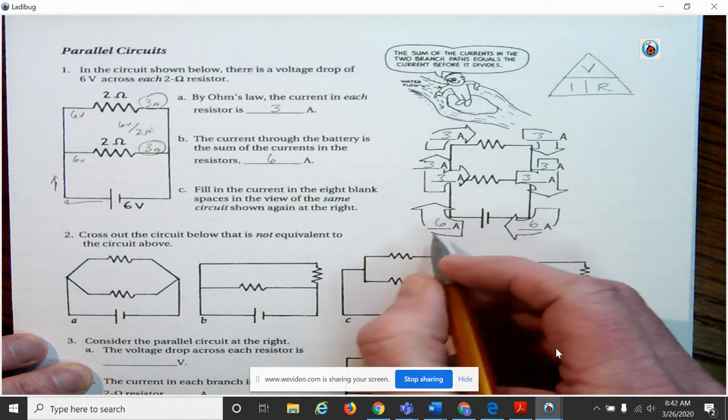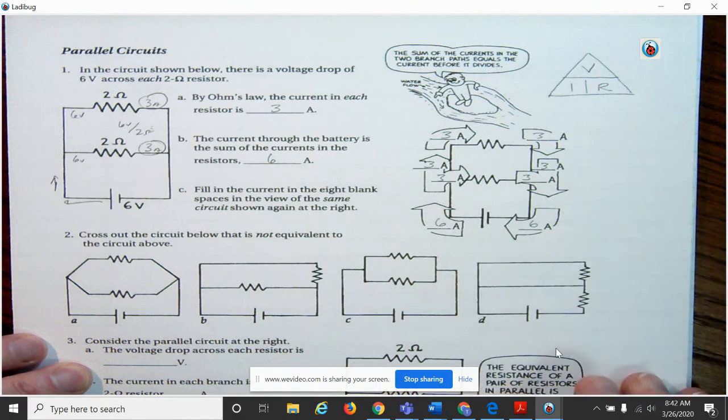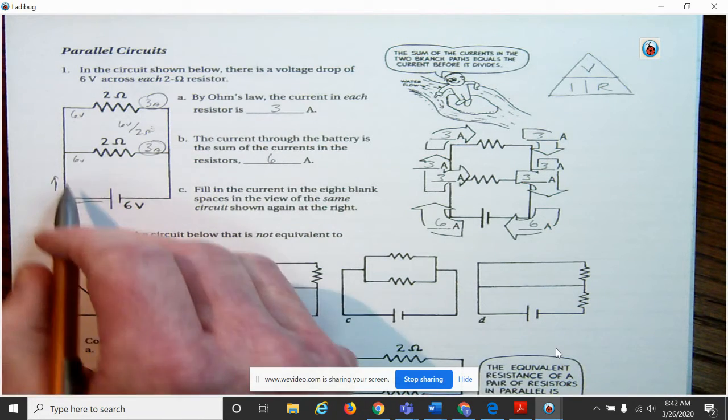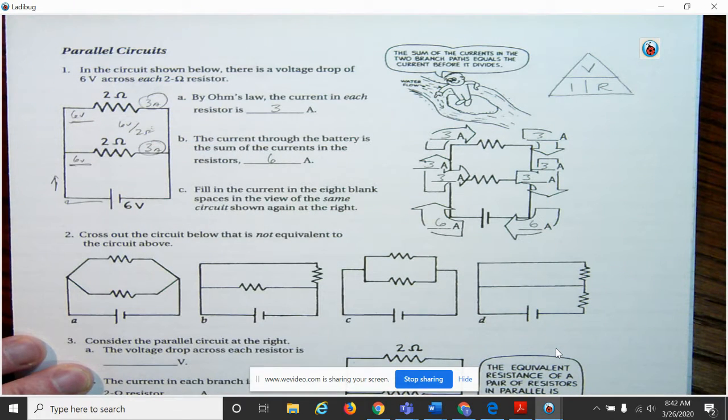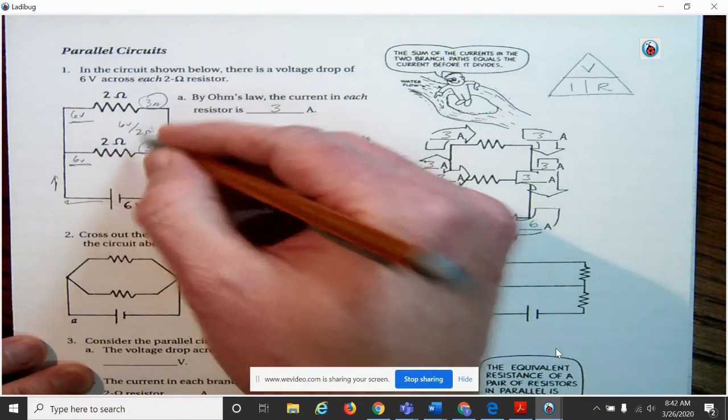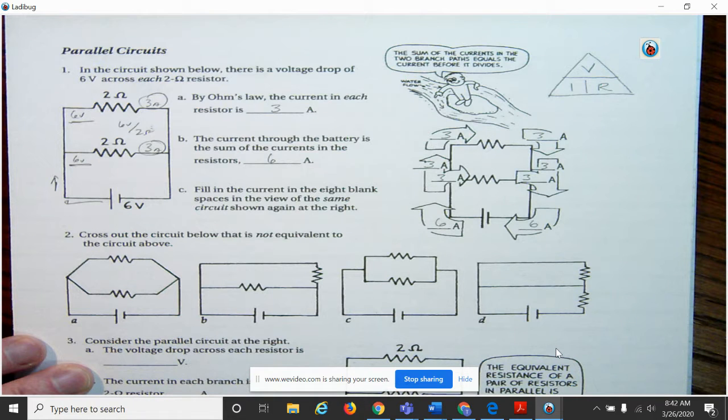Okay. So it kind of gives us a breakdown here. Fairly straightforward, nothing too terribly complex. Just understand that as you're moving down each branch, they're going to have the same amount of voltage. And with the resistance, we're going to use Ohm's law to figure out how much current is moving through each branch. All right?